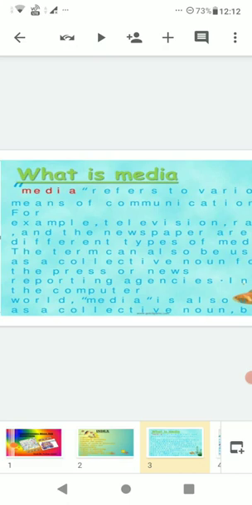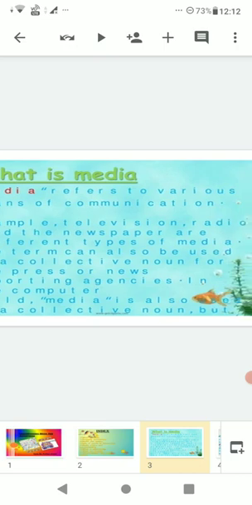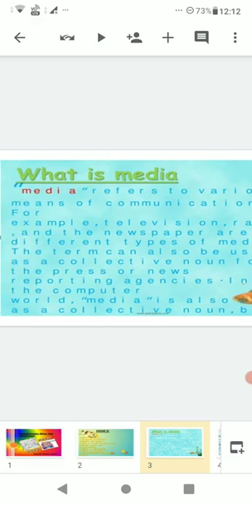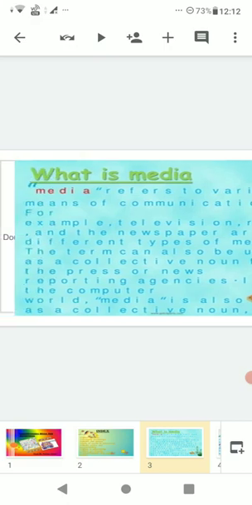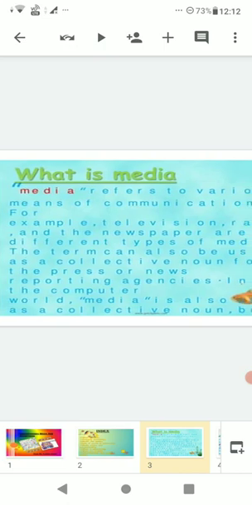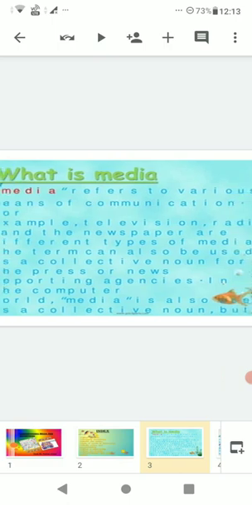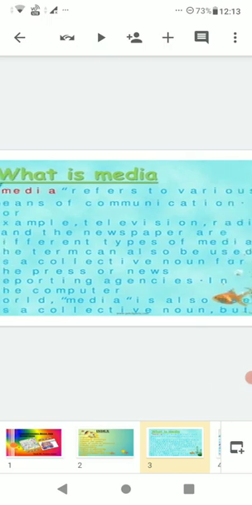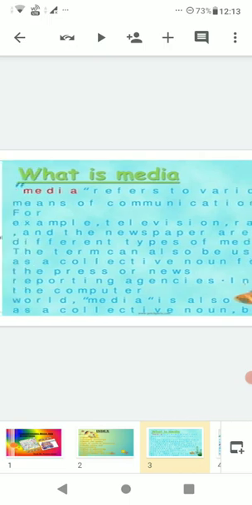The term can also be used as a collective noun for the press or news, reporting agencies, the computer world. Media is also known as a collective noun here. Okay, so we will learn about media and technology.